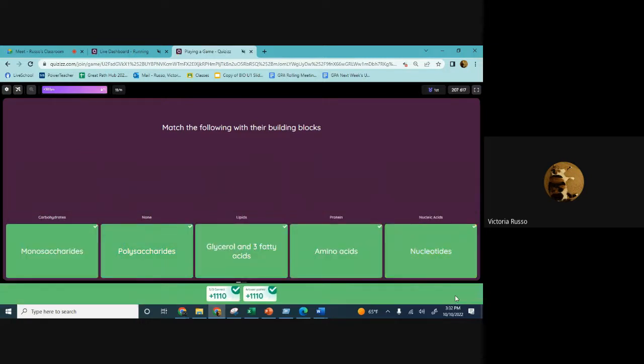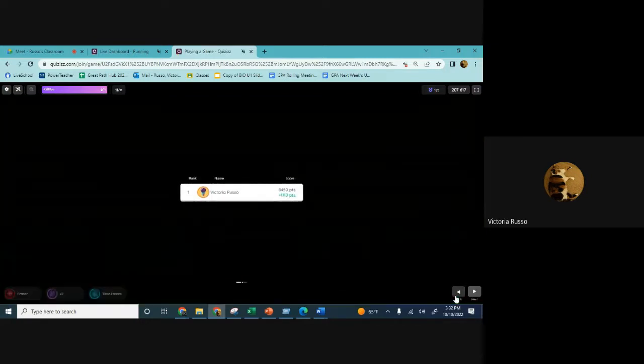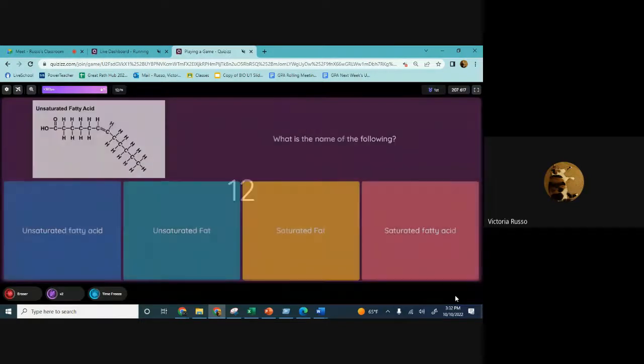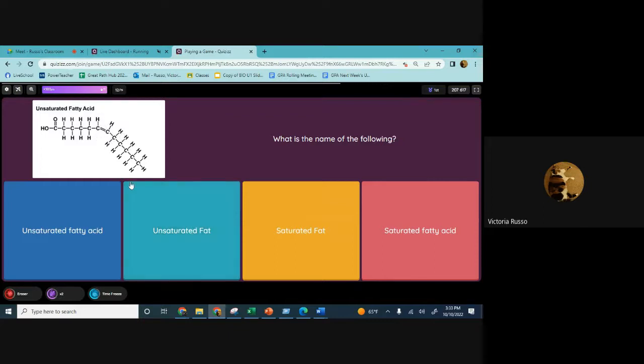And I think we have 3 more questions. All right, so what is the name of the following? And this is silly because it tells you up here. But the reason why it's an unsaturated fatty acid is because it has a double bond here. And it's not a fat, because to be a fat, you need to have 3 fatty acids. But again, it's unsaturated because it has this bend, which is caused by the double bond.